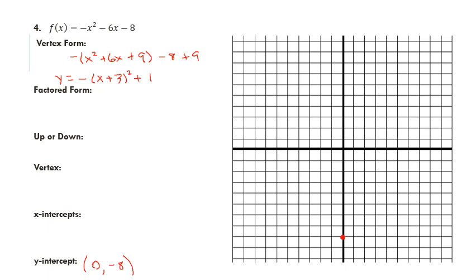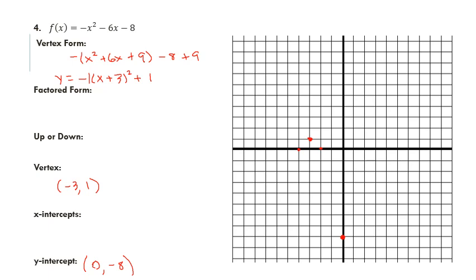So now we know that our vertex is at -3 and 1. We also know from both the standard form and this equation that it's as if we have a slope of -1. So let's go to our vertex of -3, 1, and make a slope of -1. See the parabola starting to take shape, looking good.